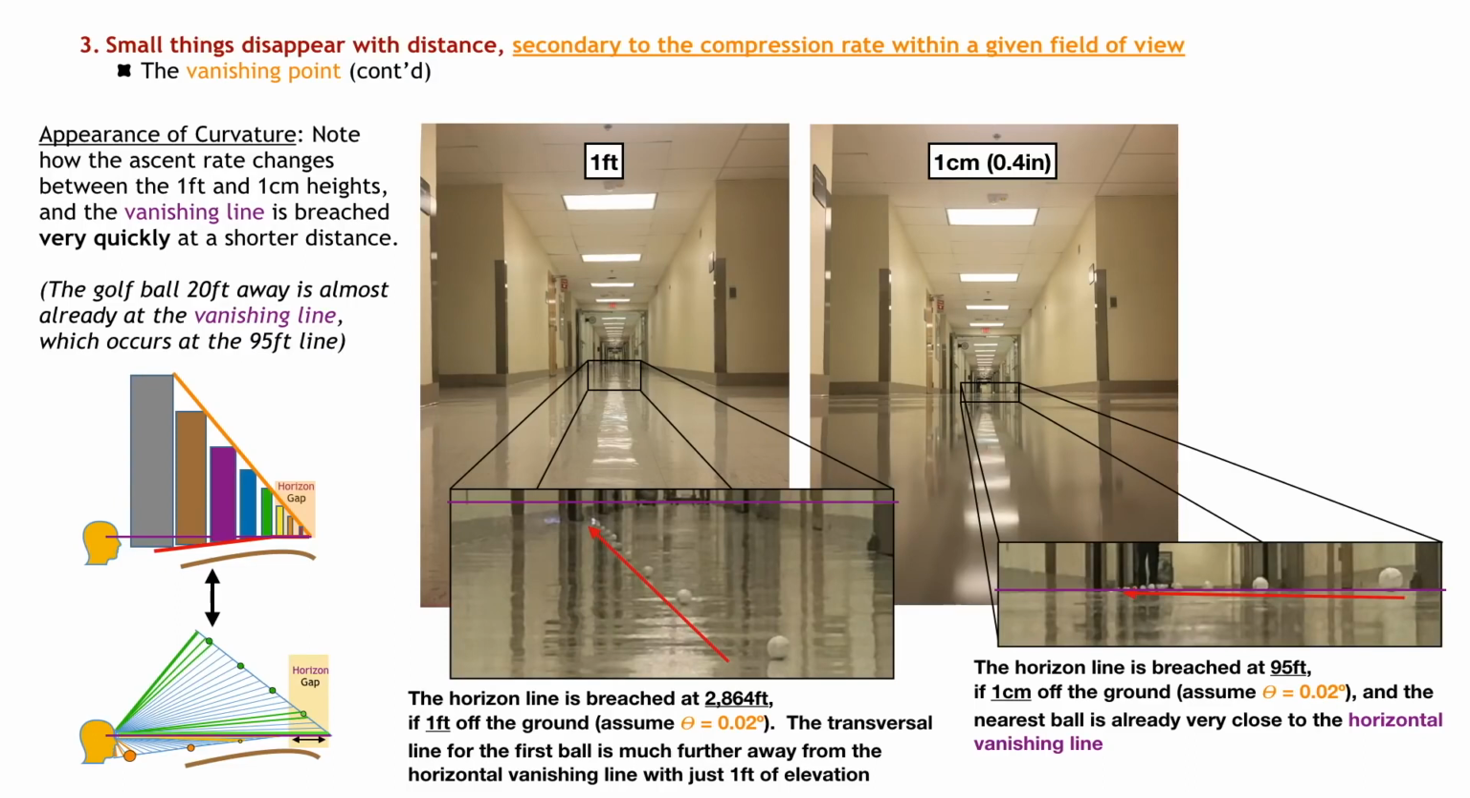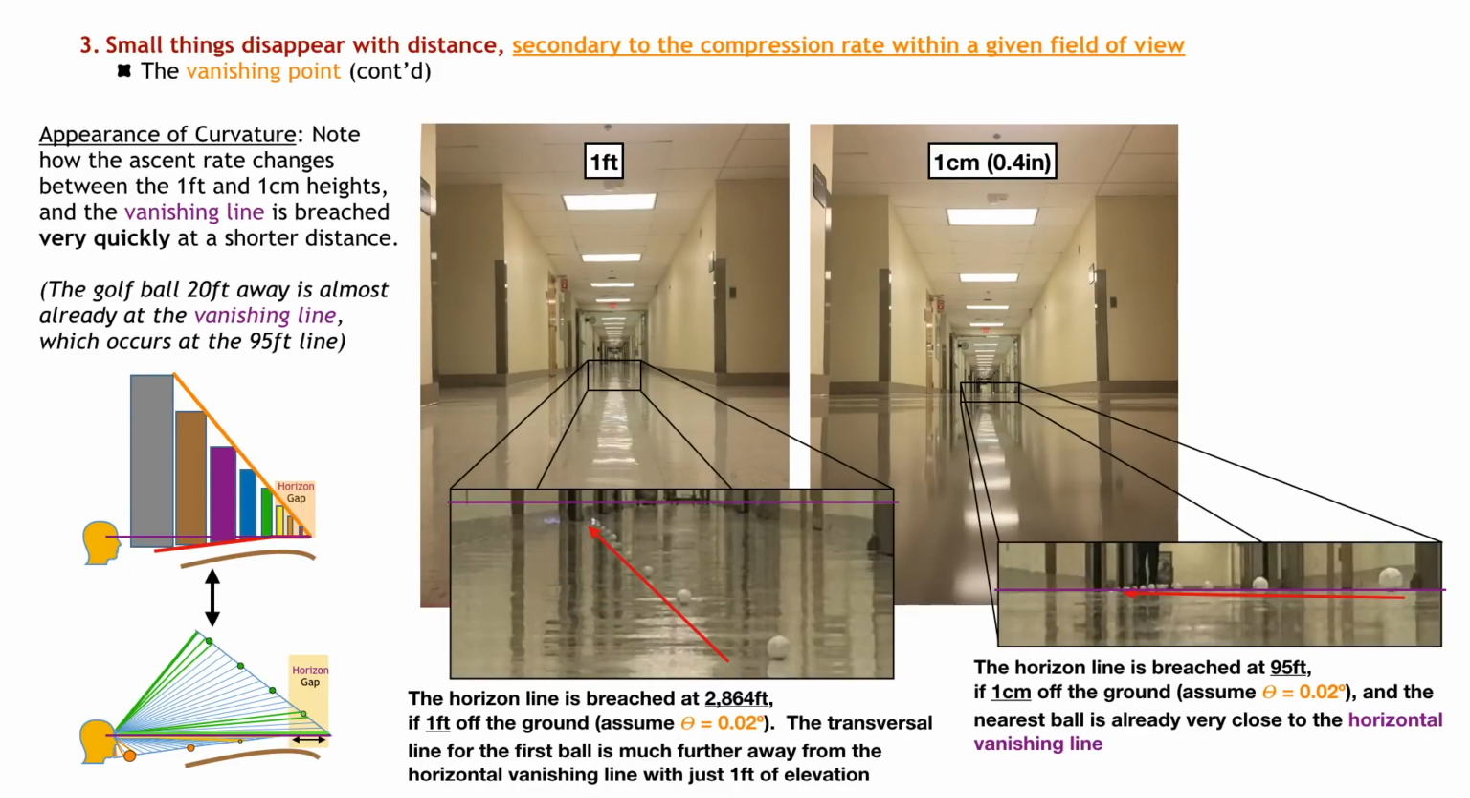So here's just some other issues that have come up with these pictures and photographs, where one could derive the appearance of curvature, an apparent curvature. But again, it's not curvature, it's just how your vision works. So note how the ascent rate changes between the 1 foot and the 1 centimeter heights. Again, I'm just 1 foot off the floor for the left side, and I'm 1 centimeter off the floor for the right. Notice how that horizon line is breached very quickly at a shorter distance.